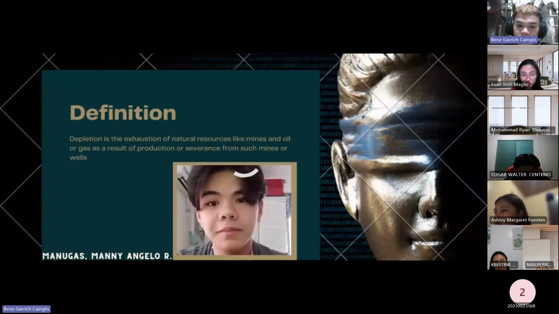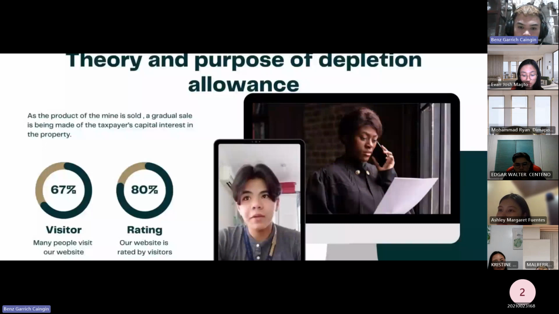Theory and purpose of depletion allowance. As the product of the mine is sold, a gradual sale is being made of the taxpayer's capital invested in the property. Depletion allowance enables the taxpayer to recover that capital tax-free at its cost or some other basis.